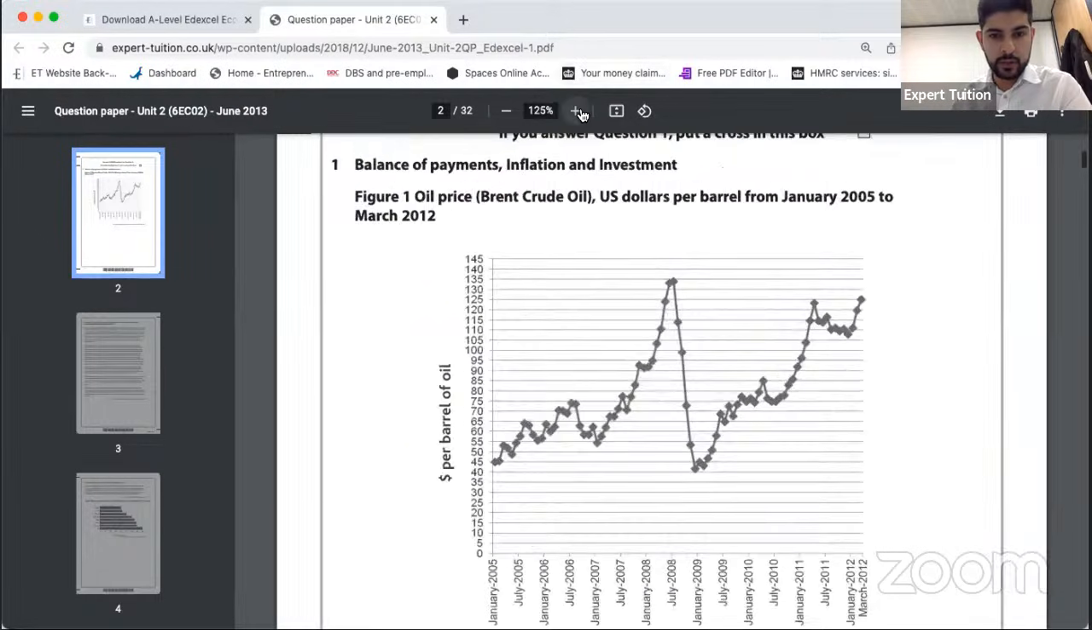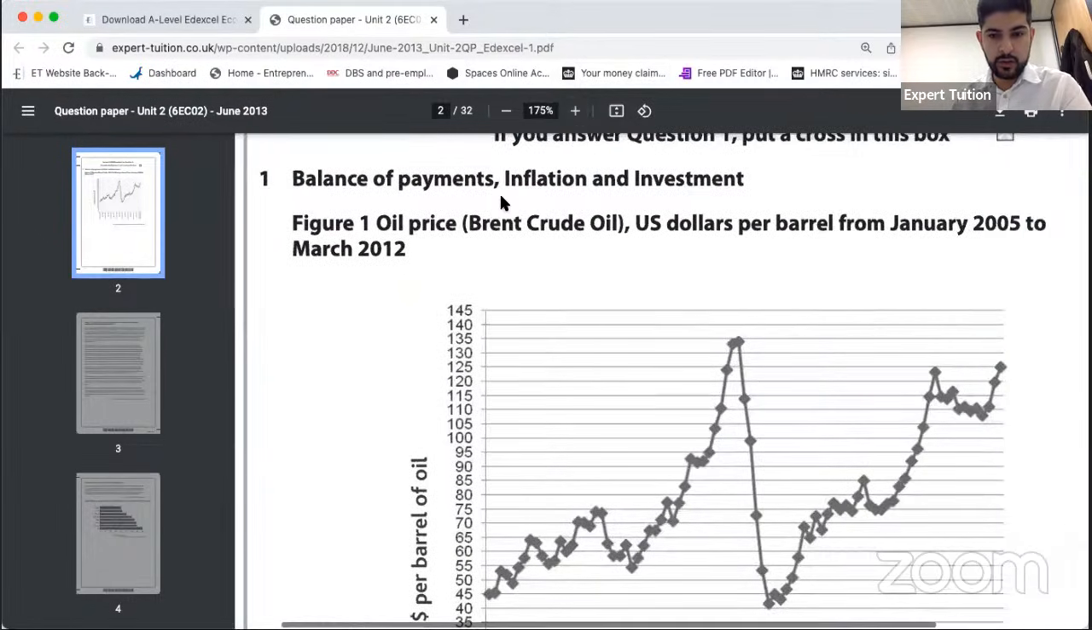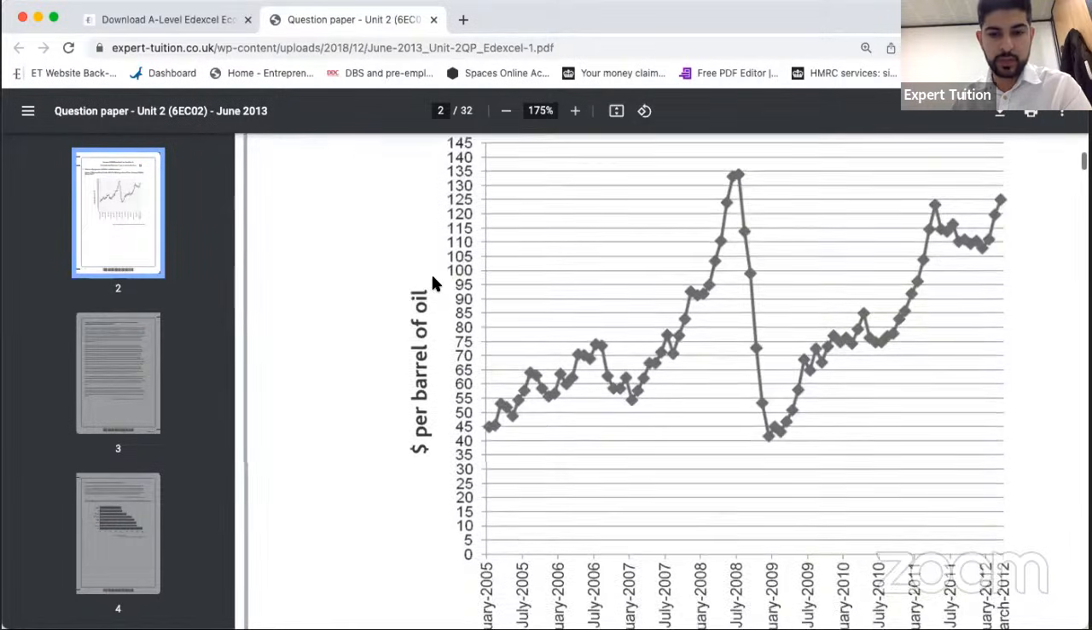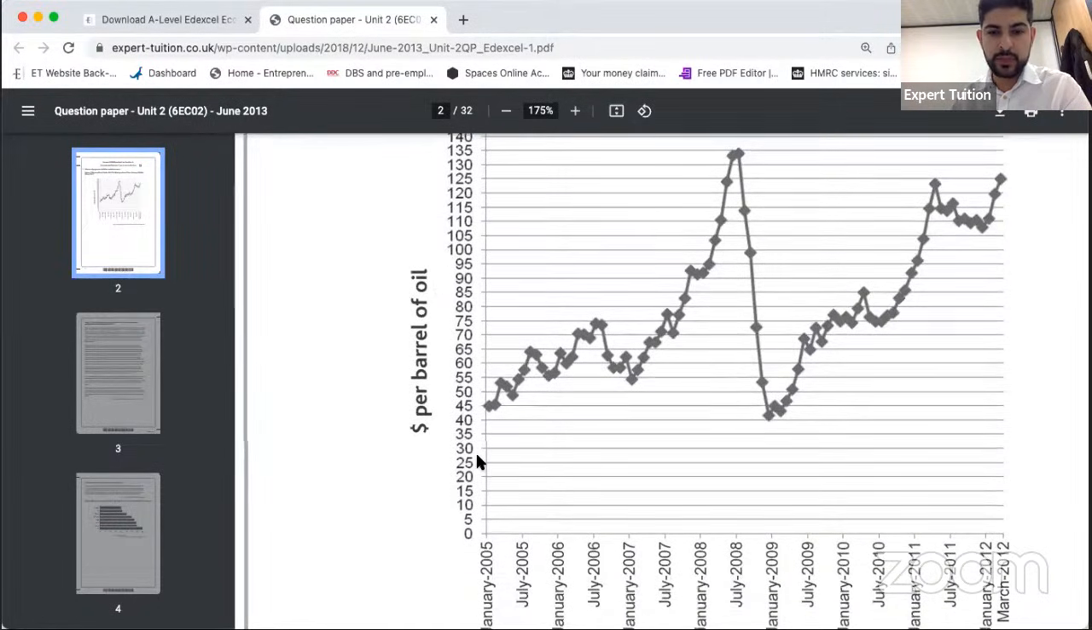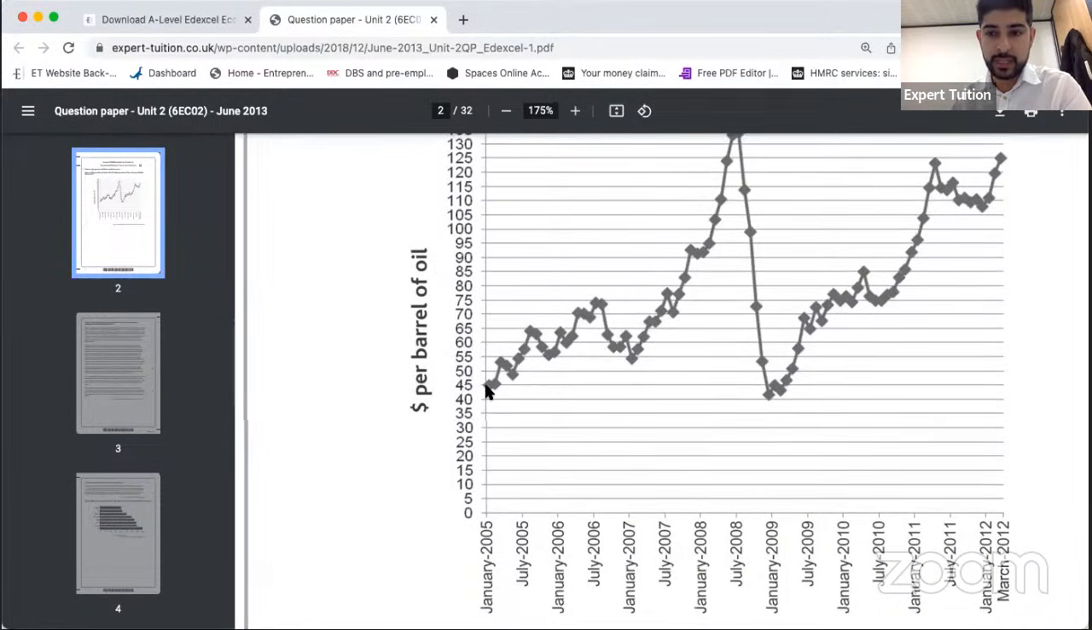Right, let me zoom in a little bit so you guys can hopefully see a bit clearer. So the data shows oil prices between certain periods of time. January 2005 is going to be the base, and we want to know what it is in March 2012. Okay, right. What I need you to do is lay this out appropriately.